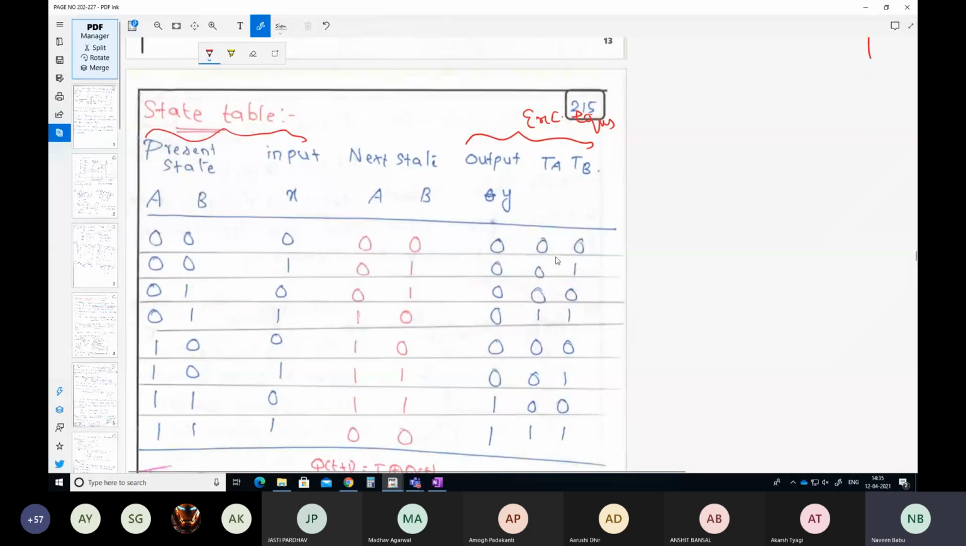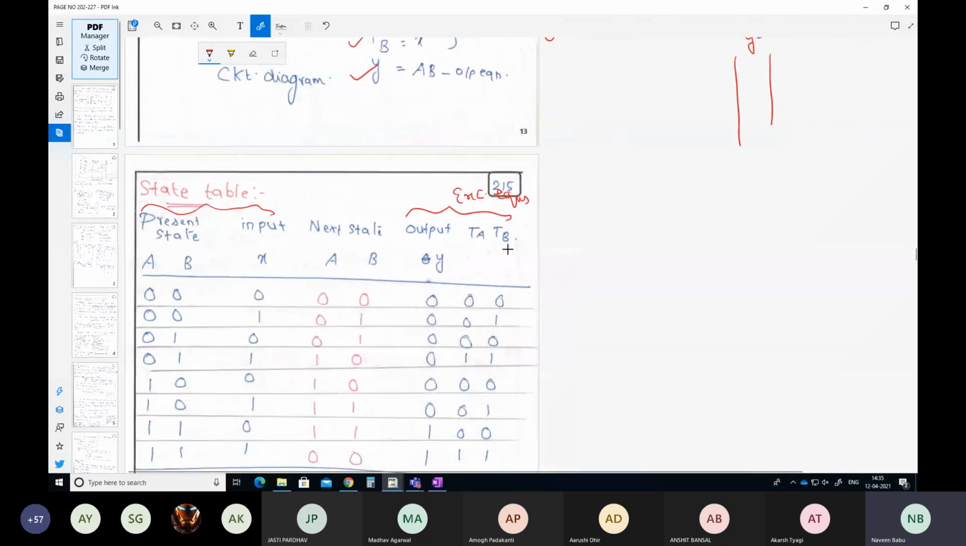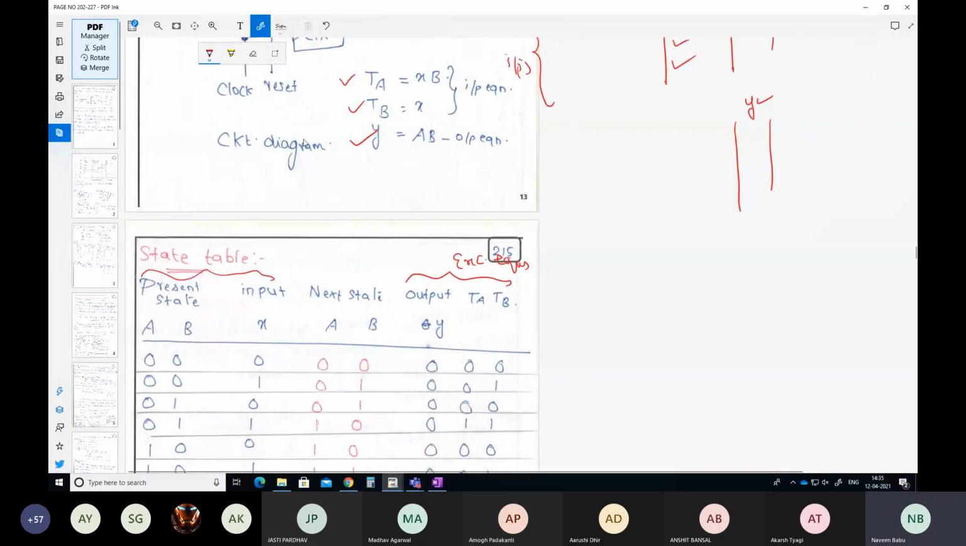Next, we will fill this TA, TB. So let me slightly zoom out so that you can look at the equation. Yes, you can look at the equation here. So TA is x dot b. So 0 dot 0, 0. 0 dot 1, 0. 1 dot 0, 0. 1 dot 1 is 1. Likewise, you will do. What is TB? TB is same as that of my x. So x is 0, 1, 0, 1, 0, 1.